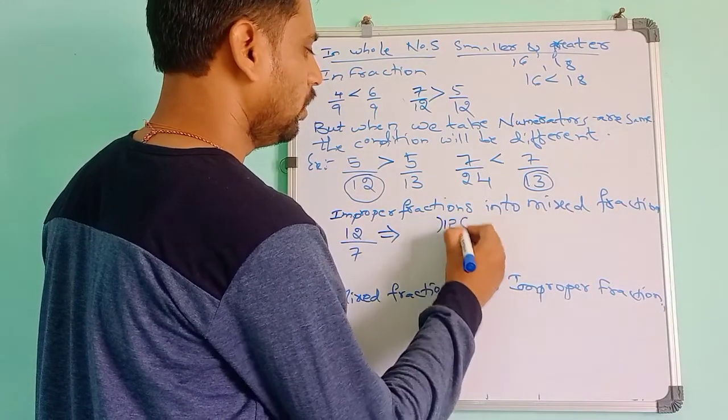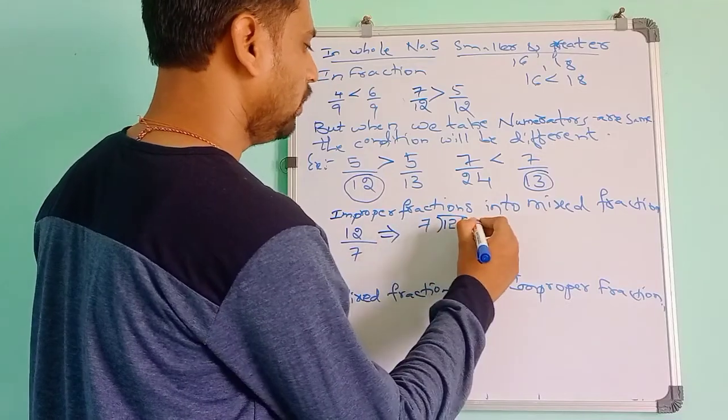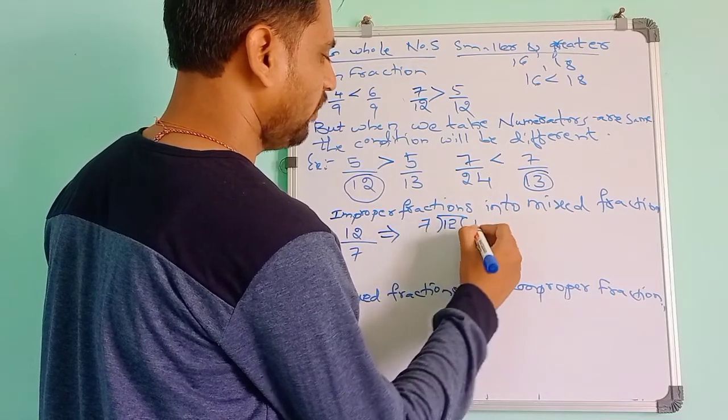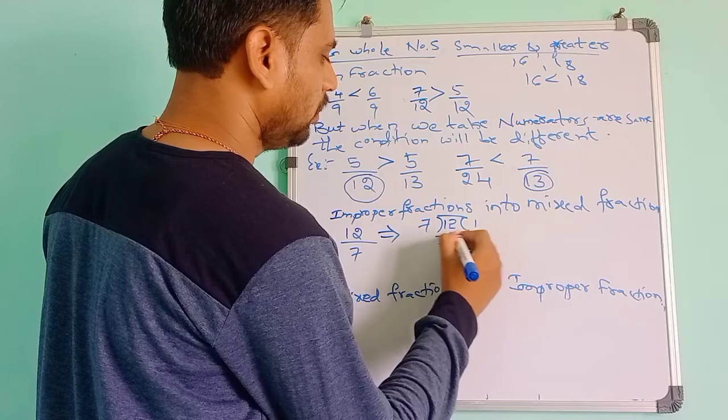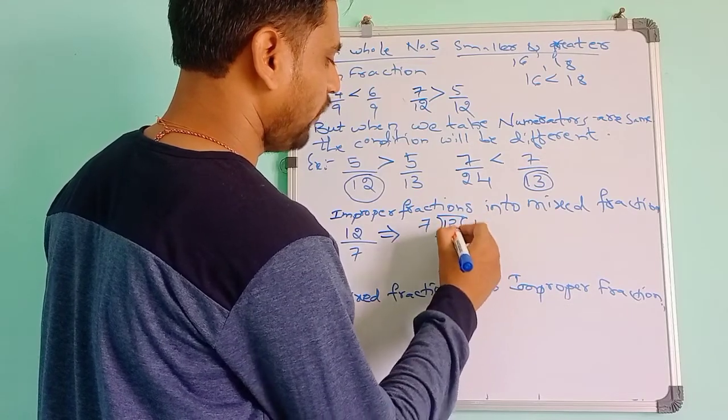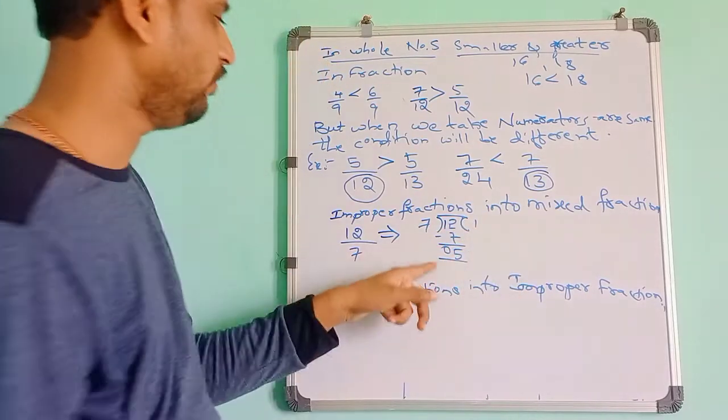12 by 7. So 7 2s are 14, so 7 1s are 7. So 7. This is minus. 12 minus 7 is 5. This is 0. So the remainder is 5.